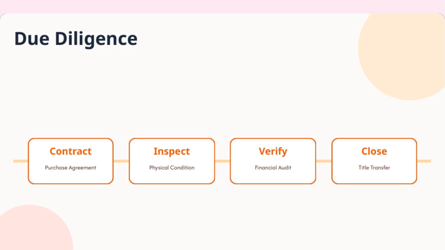Next, we have to verify the physical condition of the property or asset. This involves inspecting the actual item or location to ensure it matches what was agreed upon in the purchase agreement.